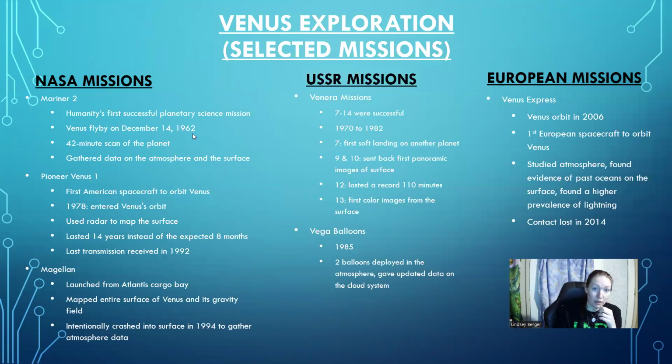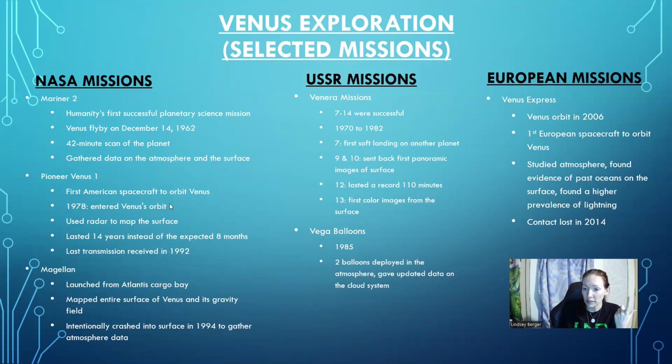All right. So Mariner 2 was our first successful planetary science mission. Woo, go us. It did a flyby in '62 for a whopping 42-minute scan of the planet. Again, these flybys are not a long period of time to get data. So it told us a little bit about the atmosphere and the surface. Awesome. Good for the 60s. That was great.